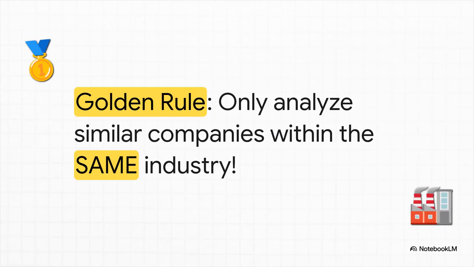Now, here's your golden rule for this. You can only analyze similar companies within the same industry. Different industries have entirely different capital structures. A massive debt-to-equity ratio might be totally normal for a utility company building a billion-dollar power plant. But that exact same ratio, it would be an absolute death sentence for a software startup.